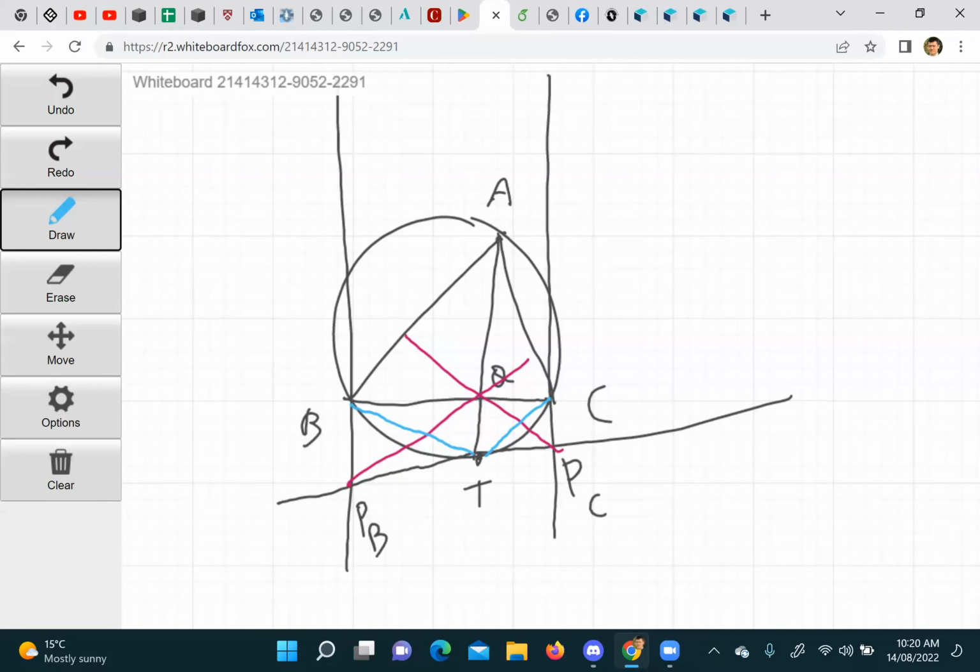Maybe tangent. What do we do? Maybe T has to be diametrically opposite. That's the only thing. T has to be what? Wait, I need to verify. 90 degrees from the O, A here. That's T is here. T is on the bottom.